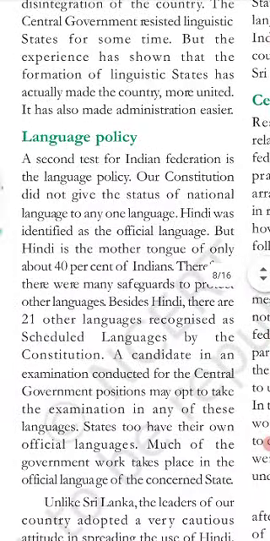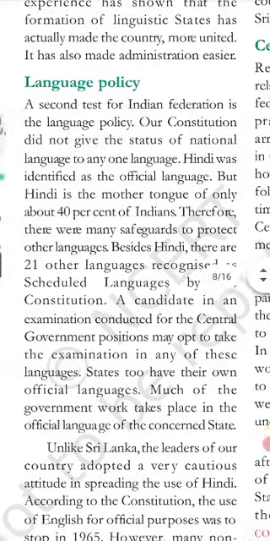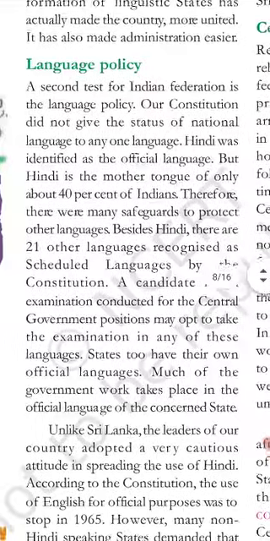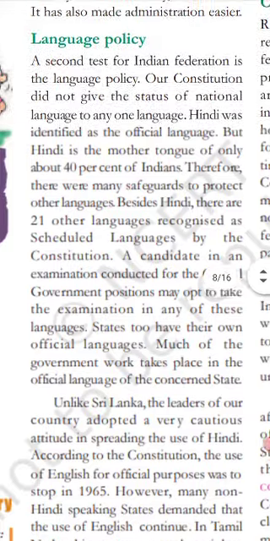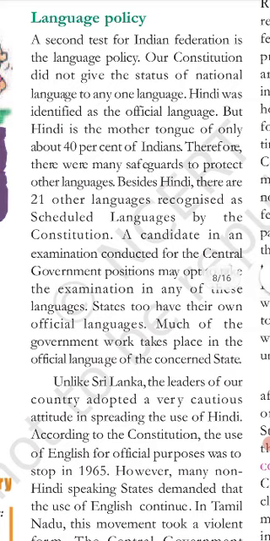Now, the second way which was taken to make federalism successful in our country was language policy. That is, the second test for the Indian federation is the language policy. I mean to say that our constitution did not give the status of national language to any one language. Hindi was identified as the official language, but Hindi is the mother tongue of only about 40% of the people. Therefore, there were many languages, and many people who wanted to safeguard and protect other languages.